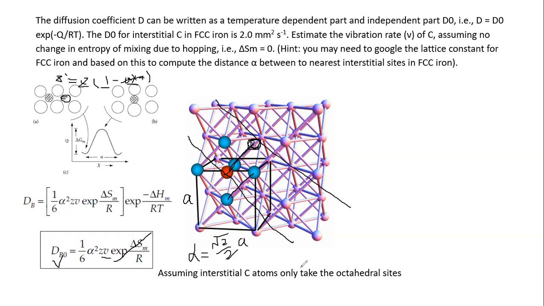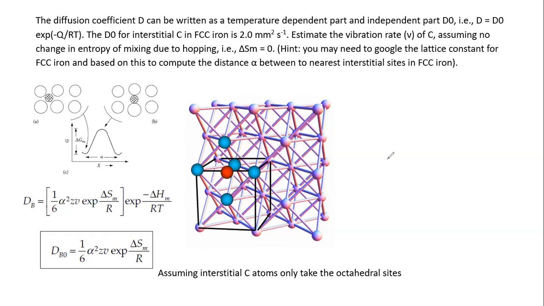Okay, is that clear? So this is quite straightforward. But we know this A or alpha now. So what is the coordination number? That's, I think, a little bit trickier. For FCC, it's 12, correct? Yes.